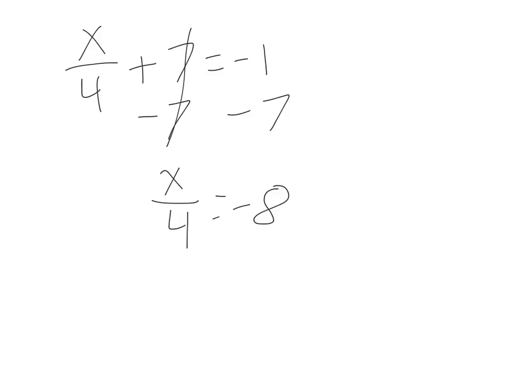And then x is being divided by 4, so we do the opposite. And we multiply both sides by 4. On the left side, the 4's cancel to leave just x. And negative 8 times 4 is negative 32.